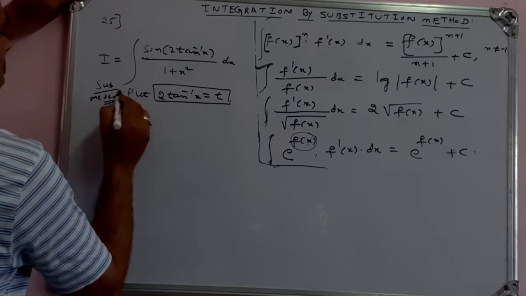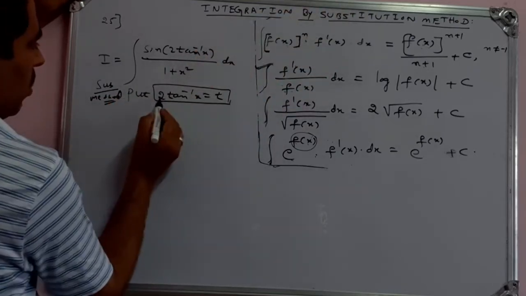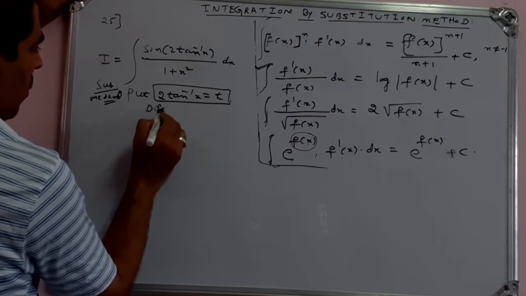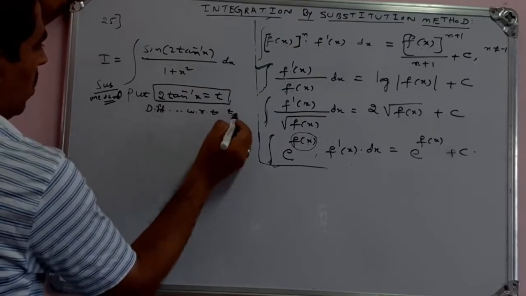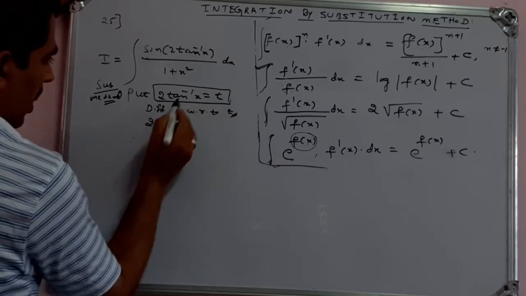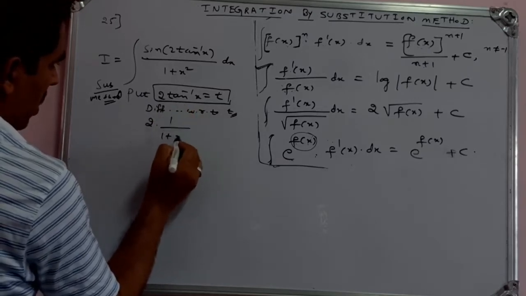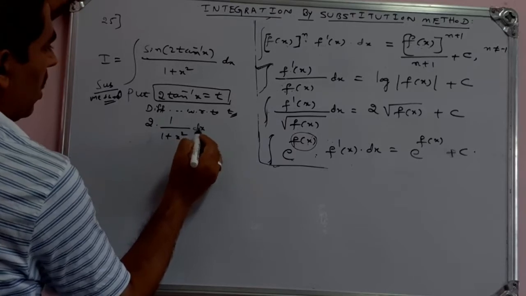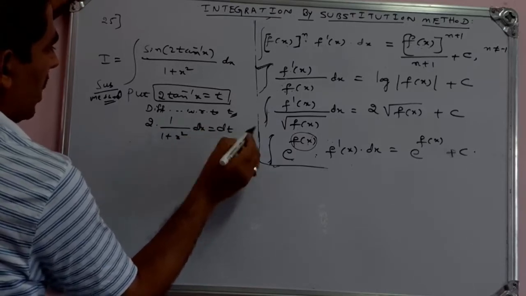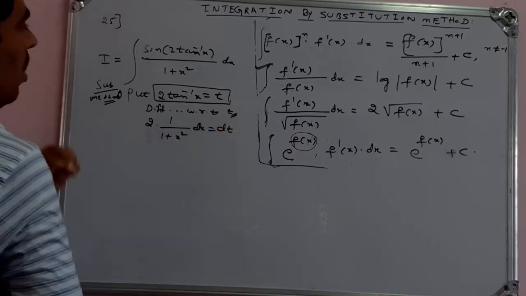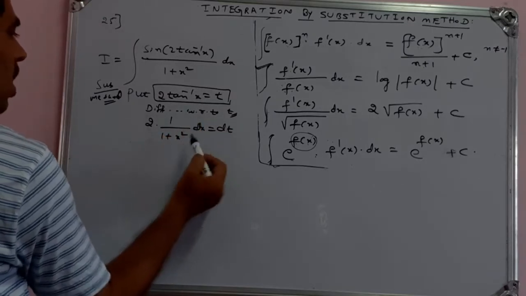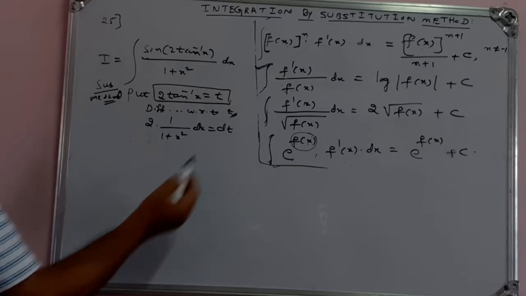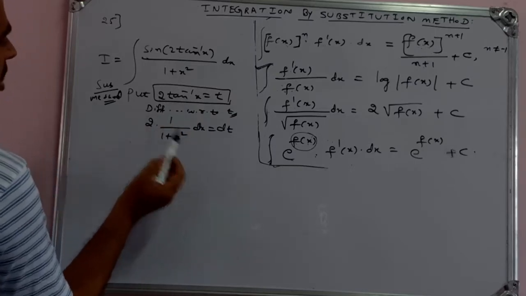Integration by substitution method. So 2 tan inverse x is equal to t. Now differentiate. Then I will get 2 into the derivative of tan inverse x, which is 1 by 1 plus x square, into dx is equal to dt. Okay, 2 into derivative of tan inverse x is 1 by 1 plus x square.